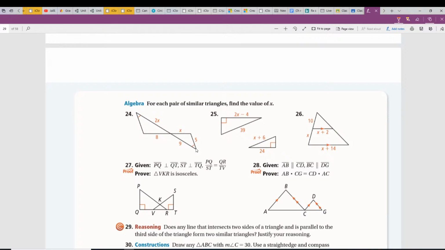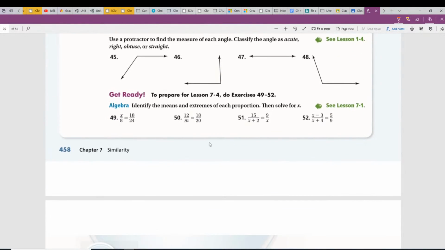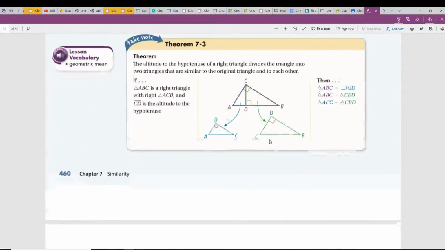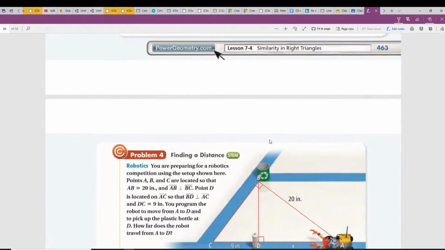So let's move on to page 465. The set of problems I want to do.